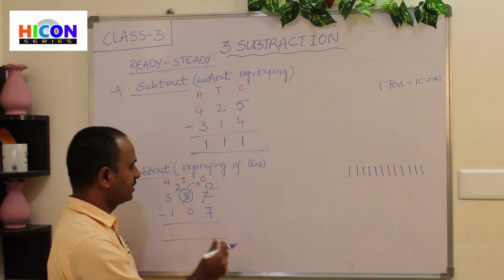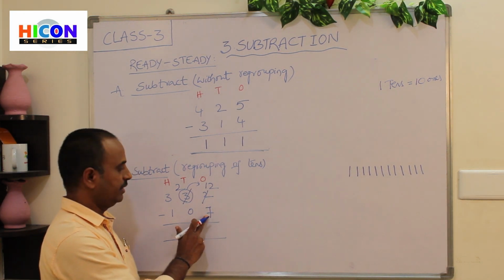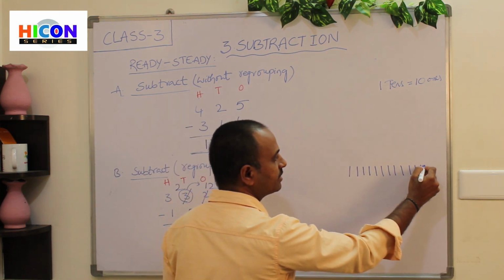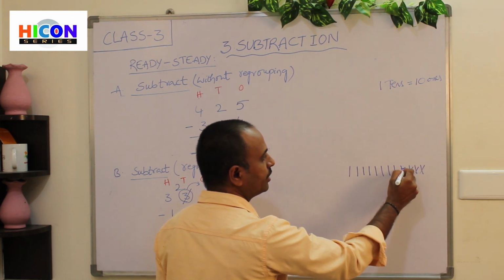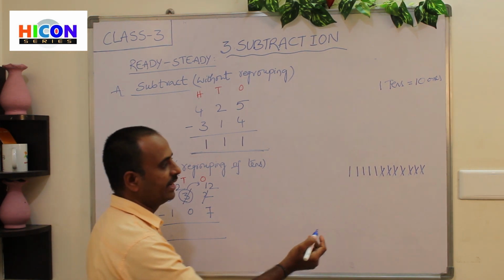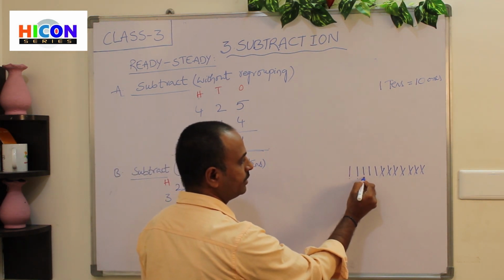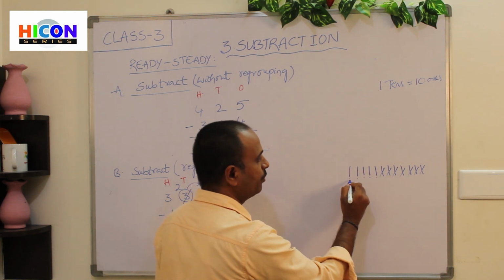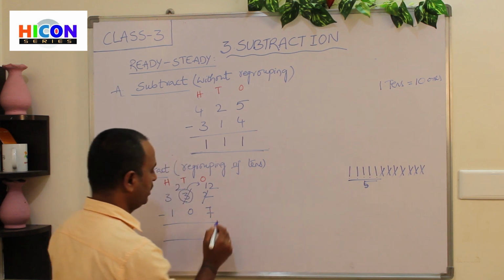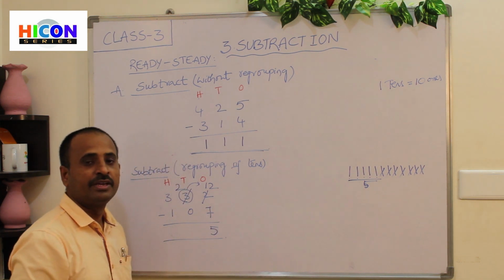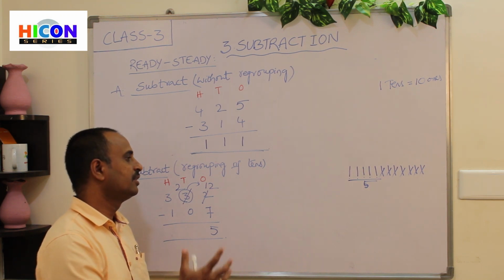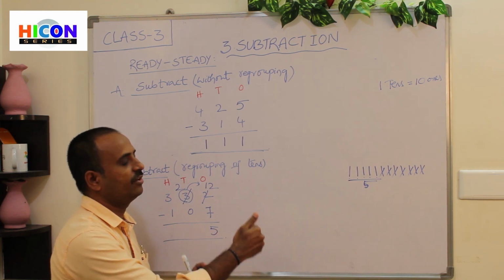So among the 12 lines, strike off 7 lines. Here the second number is 7. So strike off 7 lines among 12 lines. 1, 2, 3, 4, 5, 6, 7. So children, count the remaining lines. 1, 2, 3, 4, 5. So how many lines are there? 5 lines. So write 5 under ones place. In this way, if we cannot do subtraction on our fingers, we can also do the subtraction by drawing lines and striking them off.